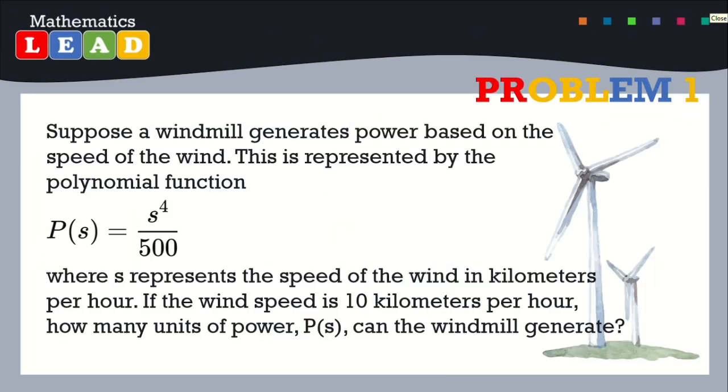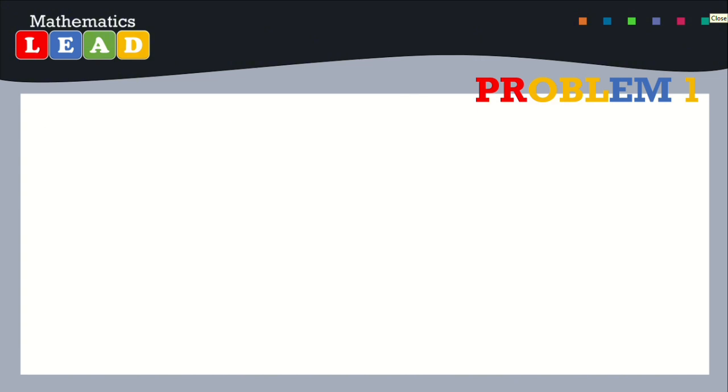Of our first problem. So here we suppose a windmill generates power based on the speed of the wind. This is represented by the polynomial function P of S is equal to S raised to 4 over 500, where S represents the speed of the wind in kilometers per hour. If the wind speed is 10 kilometers per hour, how many minutes of power P of S can the windmill generate? Okay? So now we're going to understand the problem first, because it's our first step.